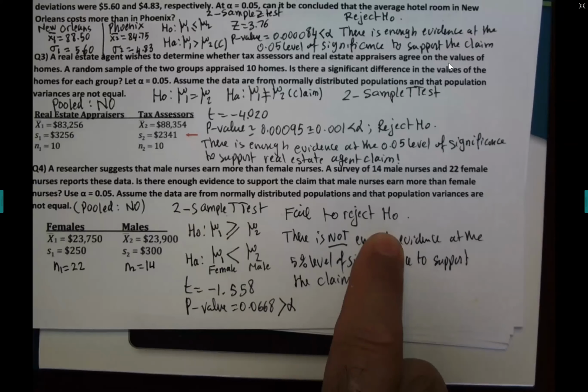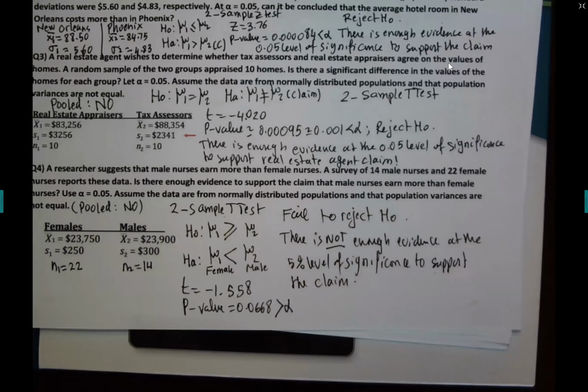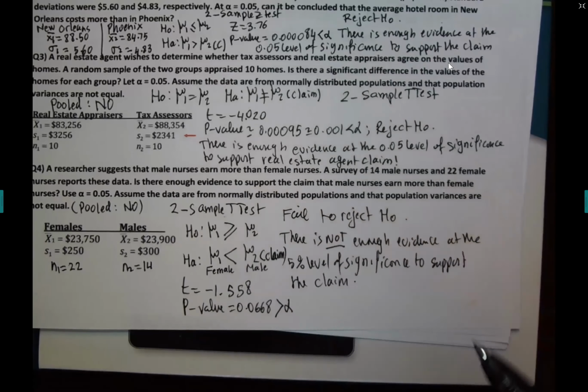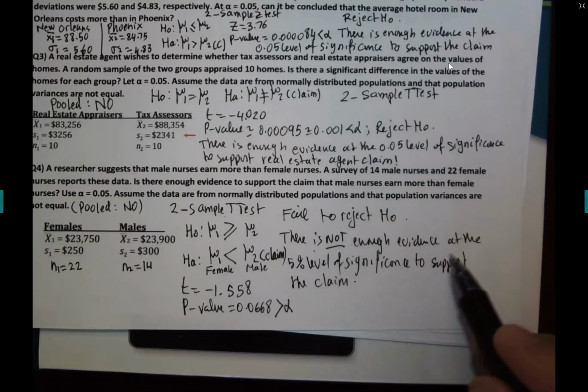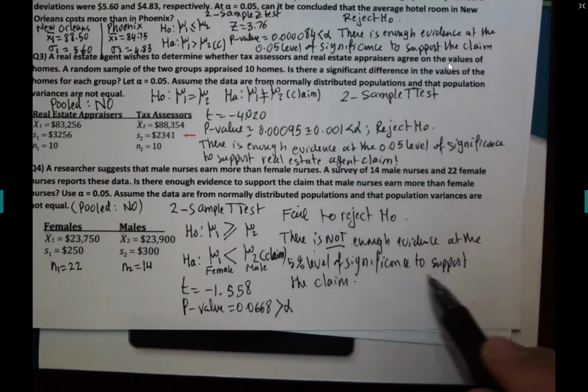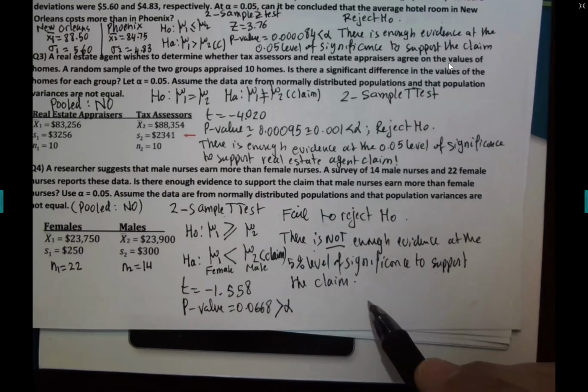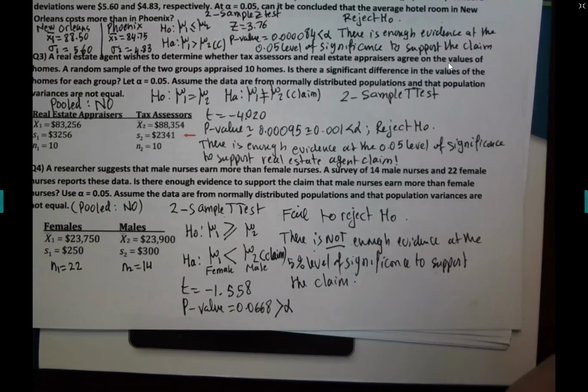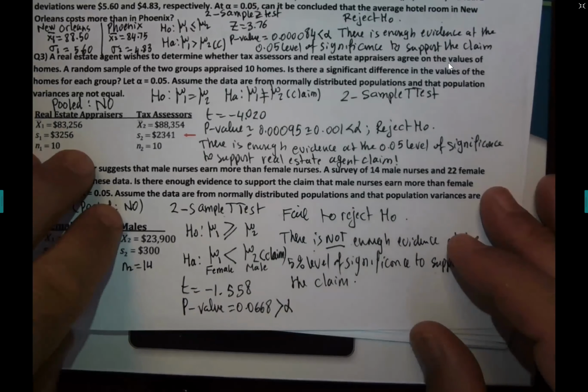And if we fail to reject the null hypothesis and the claim happened to be in the alternative, which I didn't put here, claim, then you say there is not enough evidence at the 5% level of significance to support the claim that male nurses earn more money than female nurses. So this claim probably is not valid, okay?